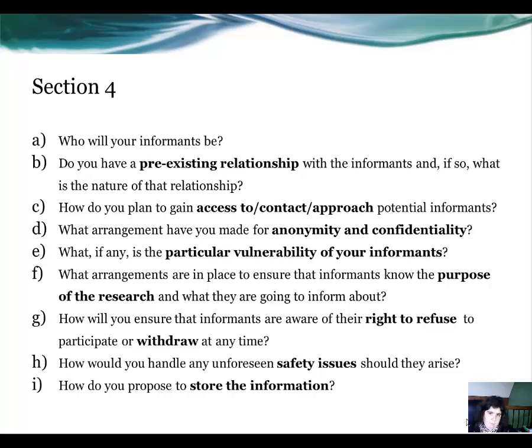Here you should refer to the fact that your information sheet will also identify the purpose of the research and what the individuals are going to be informed about, and this information sheet will be provided at all stages of communication with informants. Ensuring that informants are aware of their right to refuse to participate or withdraw at any time.